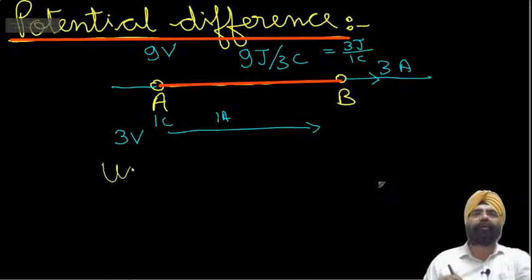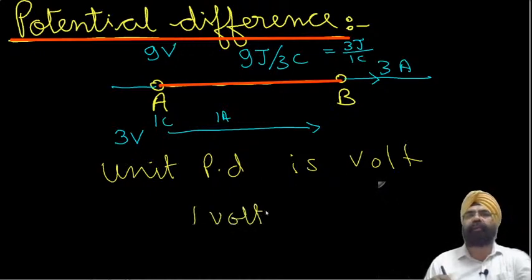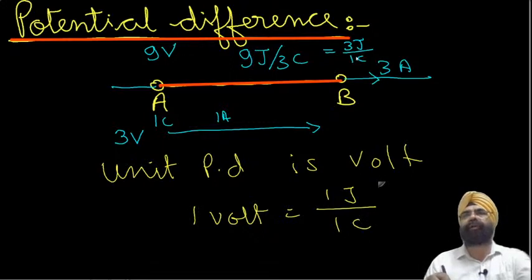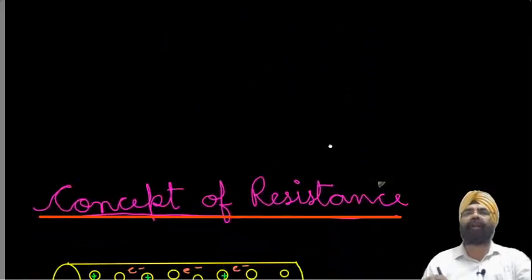The unit of potential difference again is volt, and it is again the same. 1 volt is equal to 1 joule by 1 coulomb. I've shown it to you over there also. There we have shown 3 joules. So if one joule of work is done to move a coulomb of charge from one point to the other, we say that the potential difference between the 2 points is 1 volt.